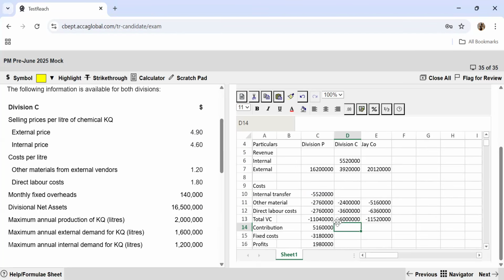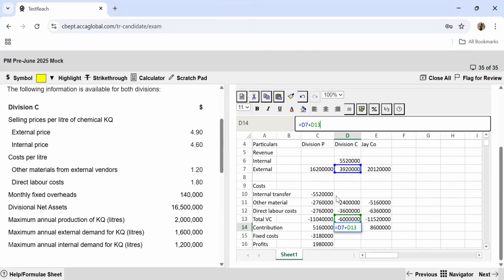Now we can find out the contribution. You can copy paste the formula. This is what the contribution is going to look like for J company. So this is what the contribution amounts are going to look like.